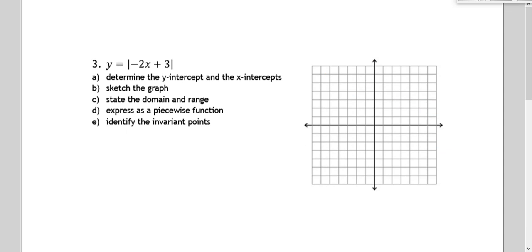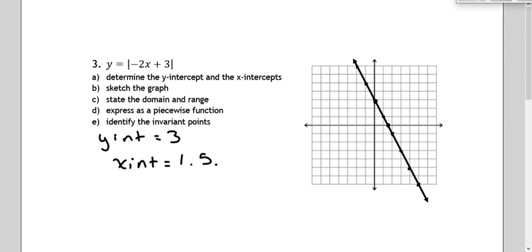Last one. y is equal to the absolute value of negative 2x plus 3. So, our y-intercept is equal to 3, and our x-intercept is equal to 1.5. Okay, I'm going to graph this.